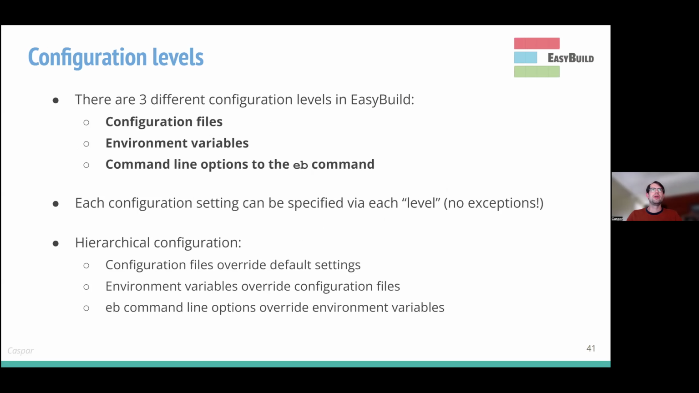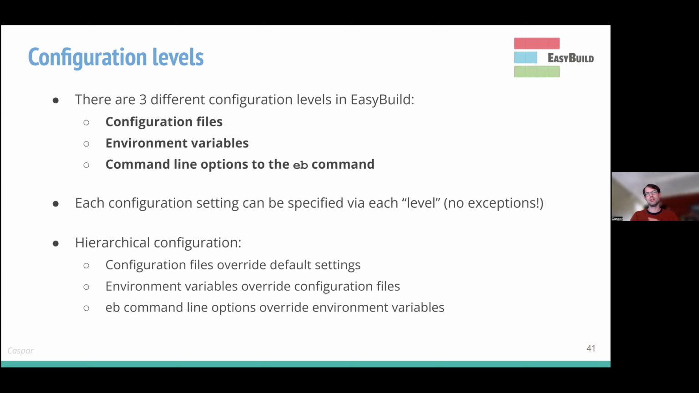So I already quickly mentioned there are three ways in which you can configure EasyBuild. You can create a configuration file, you can set environment variables, and you can pass command line options to the eb command. All of these work, and each configuration setting can be specified via each of these levels. There are no exceptions.